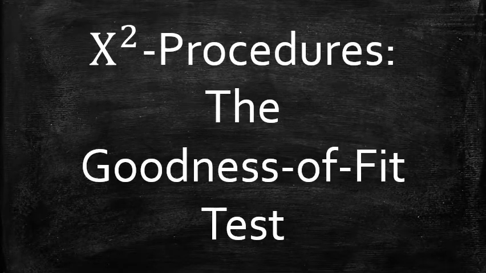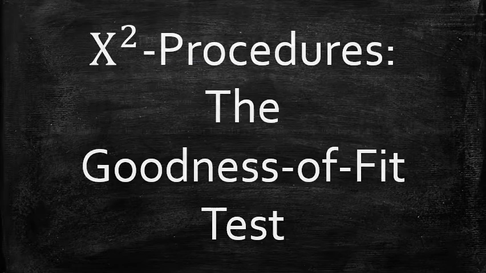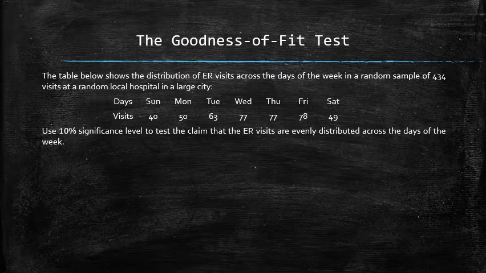Next, I will show how to apply the goodness of fit procedure to test a statistical claim about the distribution of a categorical variable. Consider the following example. The table shows the distribution of emergency room visits across the days of the week in a random sample of 434 visits at a random local hospital in a large city.